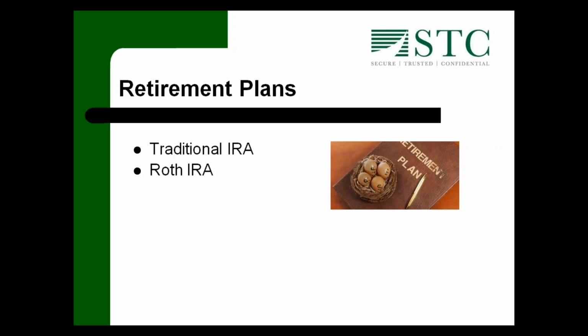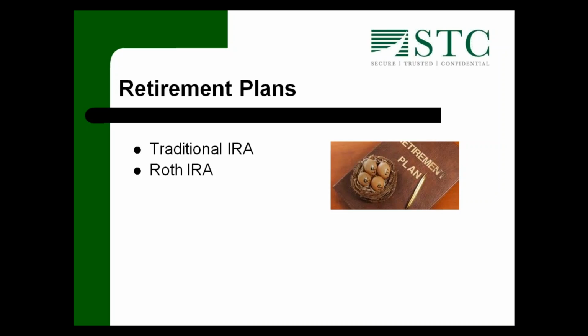One big difference between these two is that with a traditional IRA, like the majority of qualified retirement plans, your contributions into your retirement plan are pre-tax. You don't pay taxes on that contribution. You pay taxes when you begin taking qualified distributions upon reaching retirement age. That's when you pay taxes.